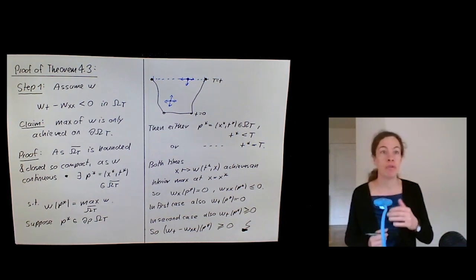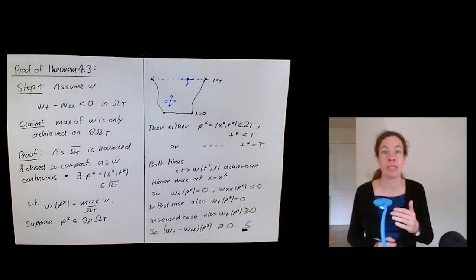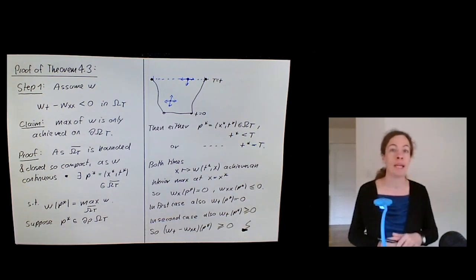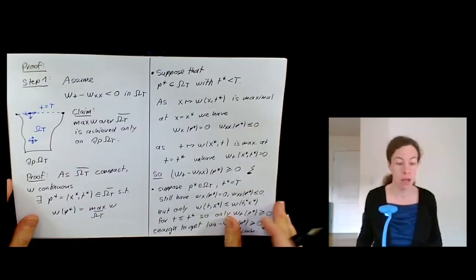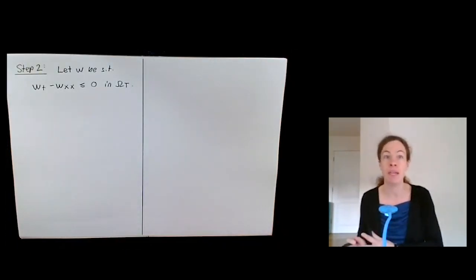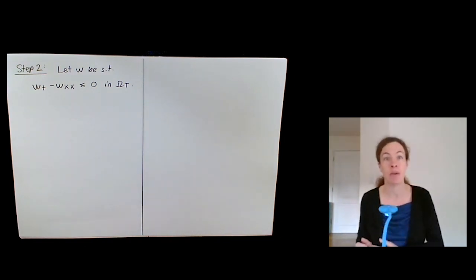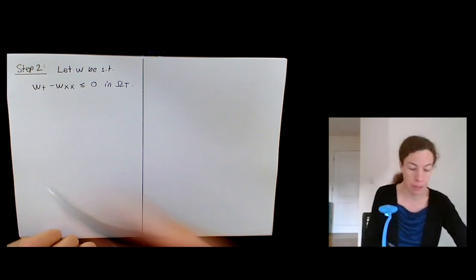But here we're just going to prove this result, theorem 4.3, which is called a weak maximum principle, namely that the maximum values are the same when I take it over the whole domain or when I take it over the parabolic boundary. So in the second step, we now want to assume that W is just as in the theorem. So I have Wt minus Wxx is just less than or equal to 0 in omega t.